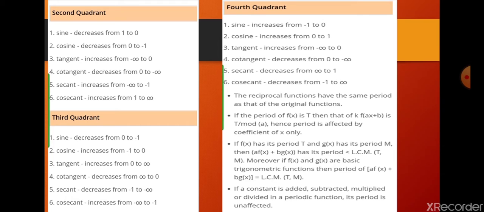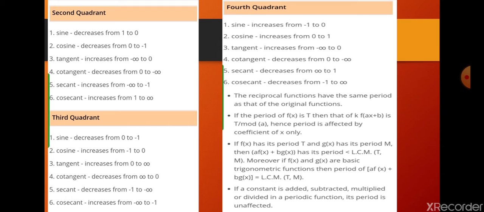Hence, period is affected by coefficient of x only. If f of x has its period t and g of x has its period m, then a f of x plus b into g of x has a period less than or equal to LCM of t and m.